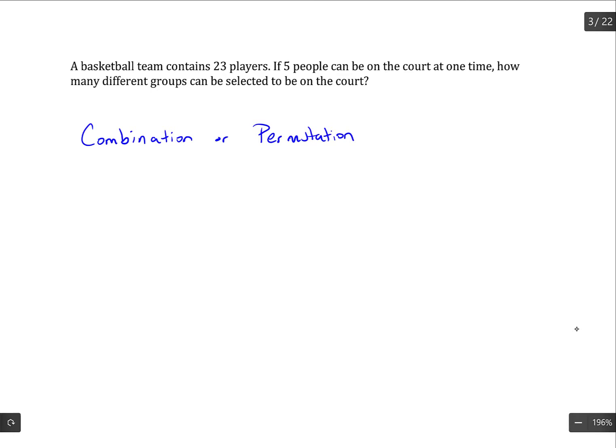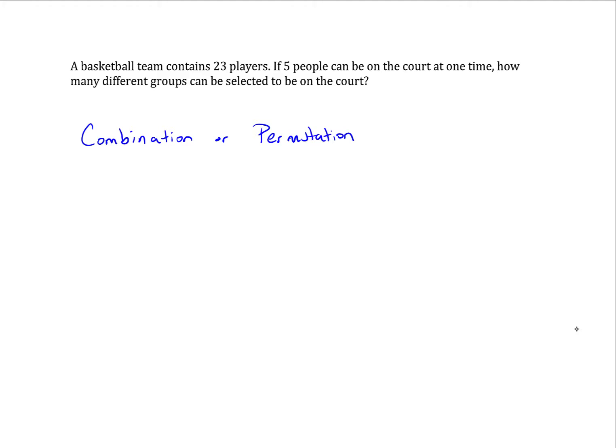Now, to decide that, we have to decide if order matters. Because if order matters, then it's a permutation. If order does not matter, then it's a combination.